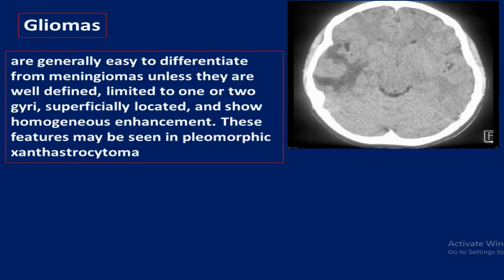Gliomas are generally easy to differentiate from meningiomas unless they are well defined, limited to one or two gyri, superficially located, and show homogeneous enhancement. These features may collectively be seen in pleomorphic xanthoastrocytoma, and this can make this lesion mimic meningioma, especially if located in the same sites as meningioma. In the next video, we will speak about the second feature, which is calcification in the CT brain.